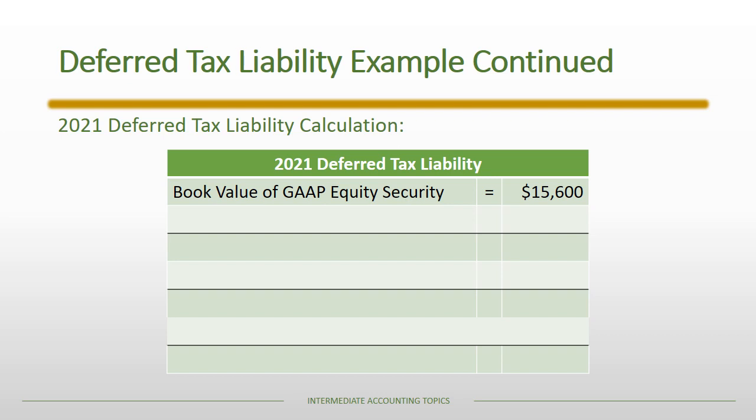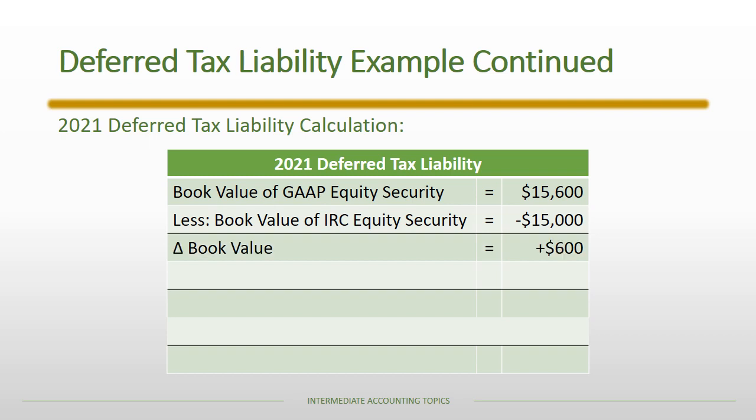Same idea with the deferred tax liability. We have a new book value under US GAAP of $15,600. We compare that to the Internal Revenue Code, which is still at the original cost of $15,000. And we see the difference in book value is now $600. Now, because this is multiple years, this is now the cumulative income effect for the treatment of the equity security.